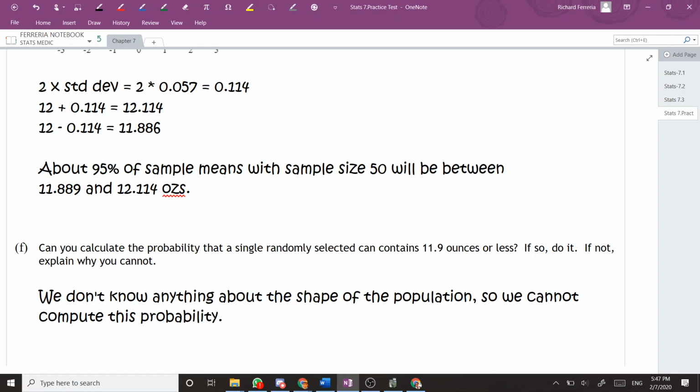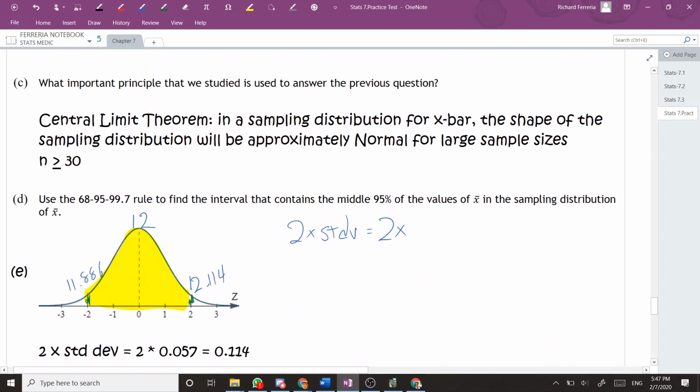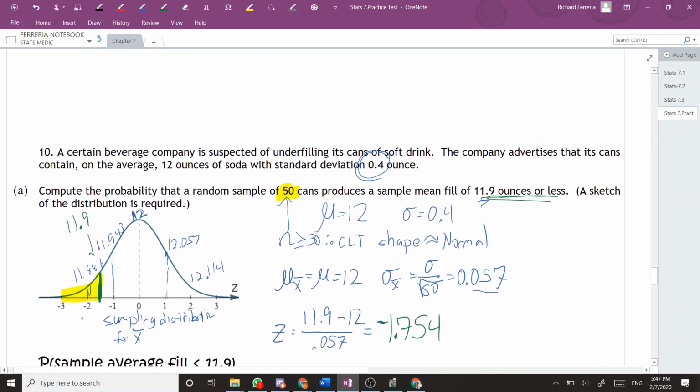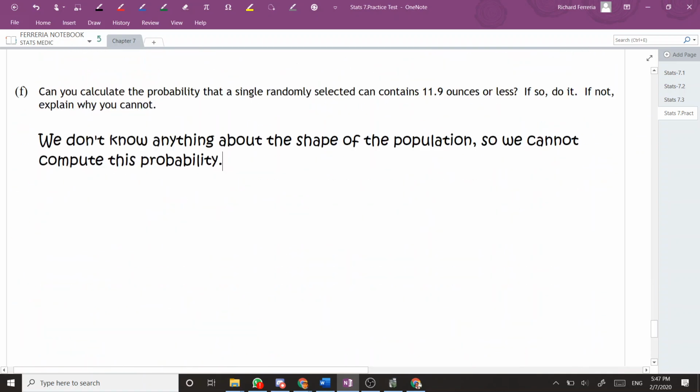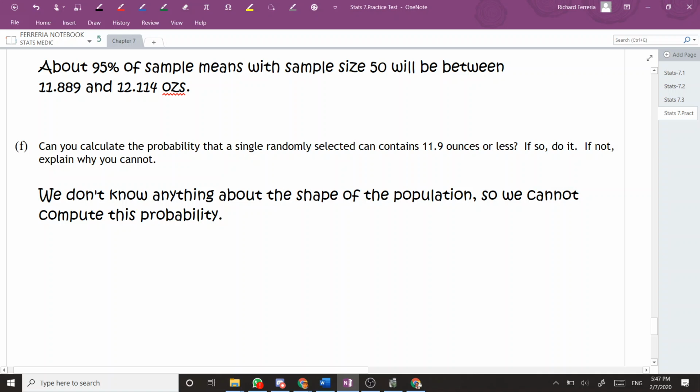You're tempted to say that the population is approximately normal, but if you look back at what we have here, there's nothing that says that the population is approximately normal. The fact that we can use a normal distribution at all in this problem is a function of the fact that we have a sample of 50 rather than we're looking at a single can. So that sample of 50 allows us to use normal CDF. And that is all of this question. It was a long one, and good luck on your test, everyone.